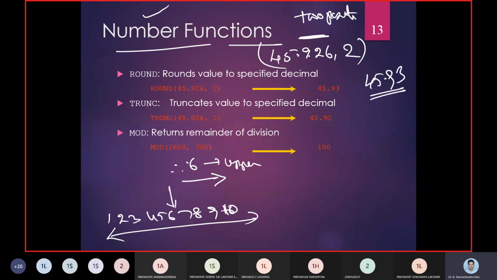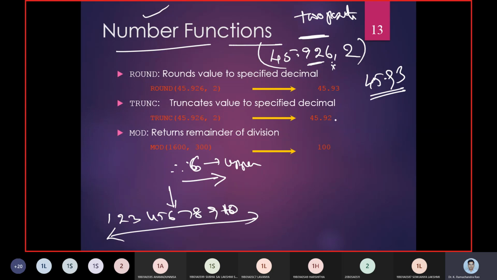So 45.926, we need to have only two positions. We don't need 6. So 6 has to be rounded to the two positions, and 6 is towards the higher end. So that is the reason why we call it 45.93.